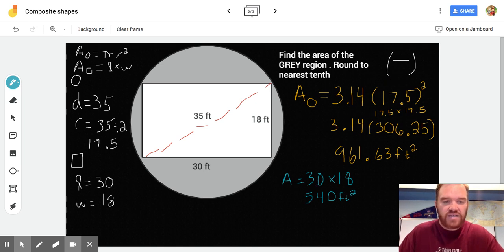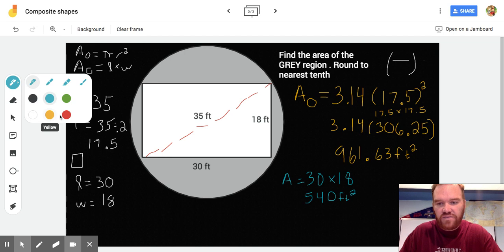One thing to remember, guys, is that whenever we're subtracting, we subtract the smaller from the bigger. Sometimes I get students who subtract the bigger from the smaller and they get a negative. We're never going to end up getting a negative area. That's not something that's possible on planet Earth. So always take the bigger area and take the smaller one out of it.